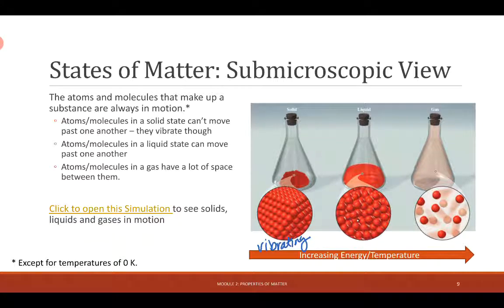Now, these ones in the liquid, they're able to move past one another. So you can imagine them moving around in different ways, whatever direction they're moving in. And so they are moving past one another as a liquid. In a gas, they are far apart, and so you can see them zooming around in this container. They have these kind of like light trails behind them just because they're moving so fast. But there's a lot of space in between them. So lots of empty space.